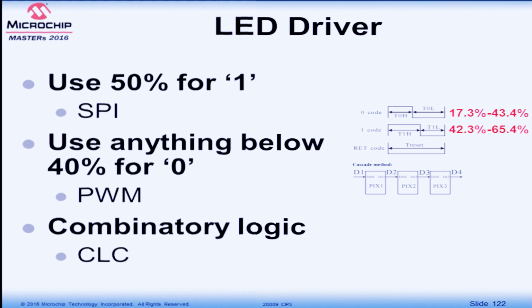So if I have my SPI module, I can generate a 50% duty cycle for my logic 1s, and I have another PWM that I can generate, let's say, at a 20% duty cycle for my logic 0s. What I have to do is just OR them together. In the end, it will become my final output for driving this LED on the data line.